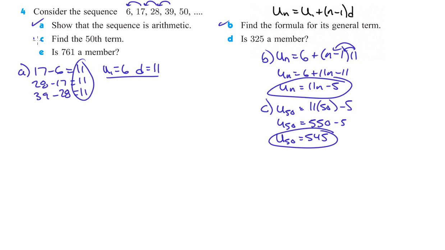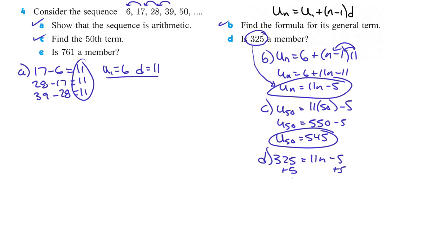Okay, and then part D, is 325 a member? So what we want to do with that is take this 325 and plug it in, replace the u sub n, and see if it works out to be a whole number. Okay, so for part D here, we're going to go 325. Will that equal 11n minus 5?